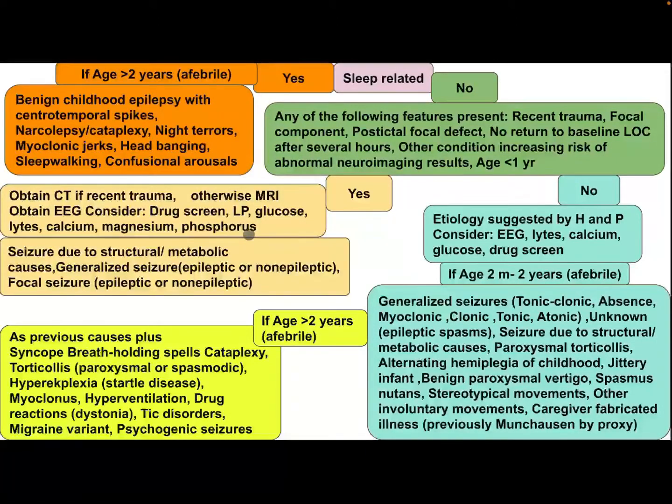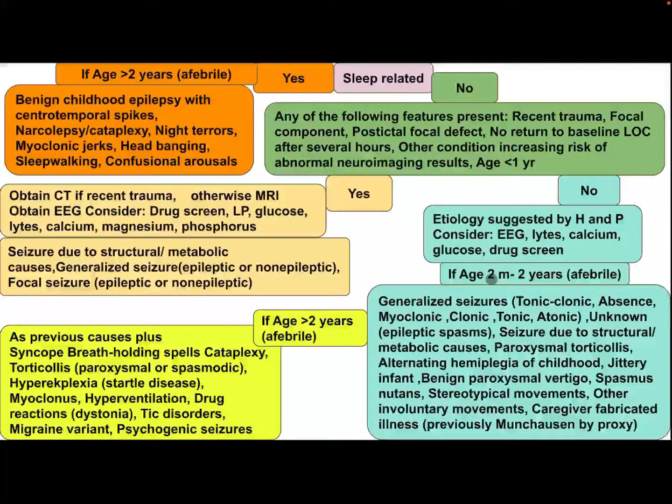calcium, magnesium, phosphorus. The differential diagnosis includes seizure due to structural or metabolic causes, generalized seizure, and focal seizure. If no, the patient has no recent trauma and no loss of consciousness; the differential diagnosis is an etiology suggested by history and physical examination. Consider EEG, lactate, calcium, glucose, and drug screen.